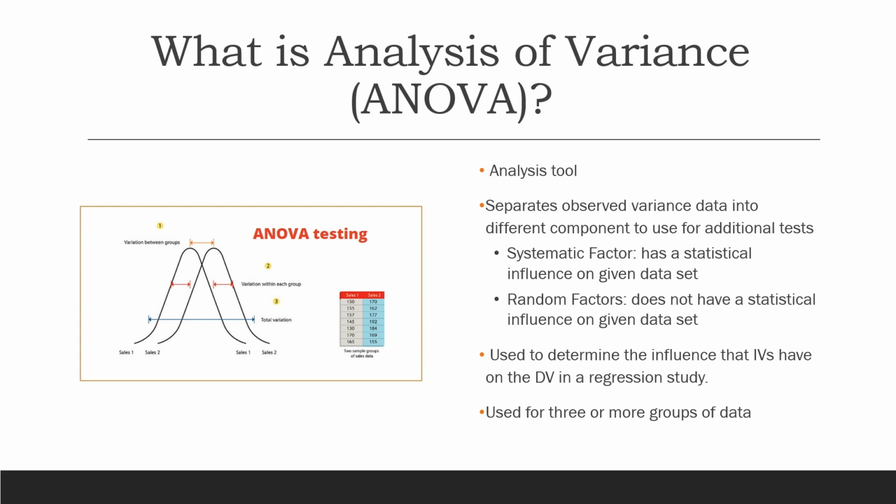And so what the ANOVA test does is it separates the observed variance data into different components to be used for additional testing. Those 2 different components are the systematic factors, which have a statistical influence on the data set, and the random factors, which don't have any relevance or statistical influence on the data set. The ANOVA test is used to determine the influence that the independent variables have on the dependent variables in a regression study. And as I mentioned before, you have to have 3 or more groups of data in order to perform this type of test.